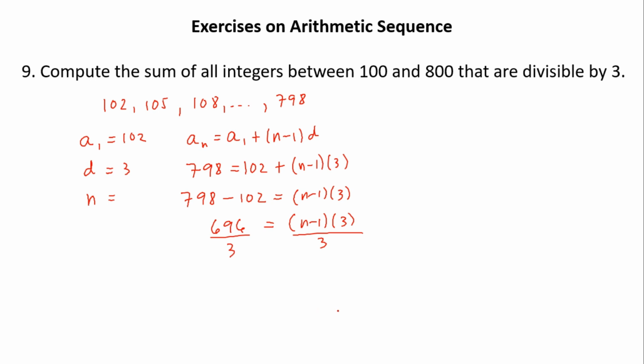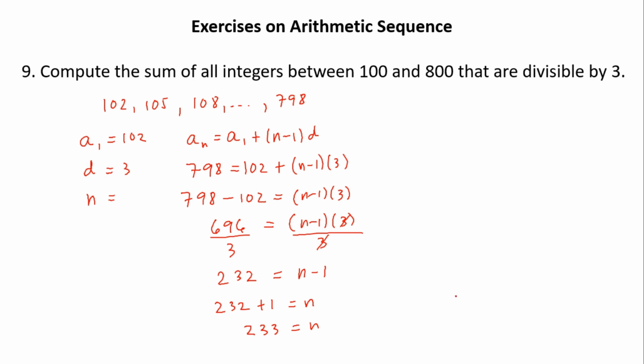So 696 divided by 3 is 232. So we cancel this. We have n minus 1 here, and then placing negative 1 in the left side. So we have n equals 233. So the number of terms is 233.